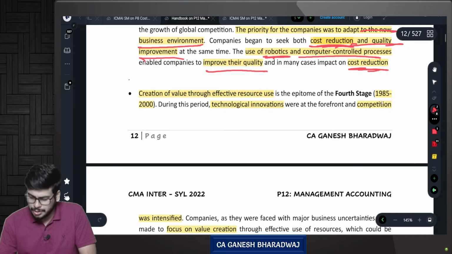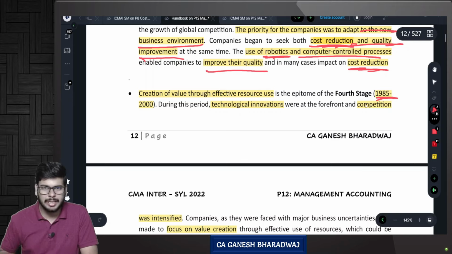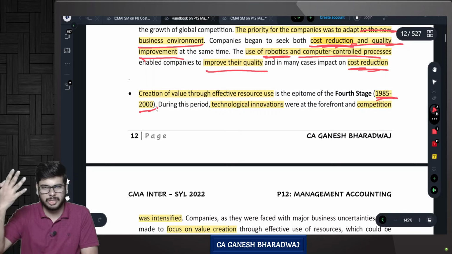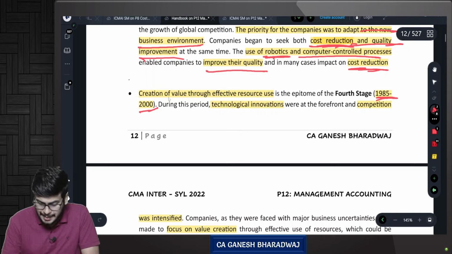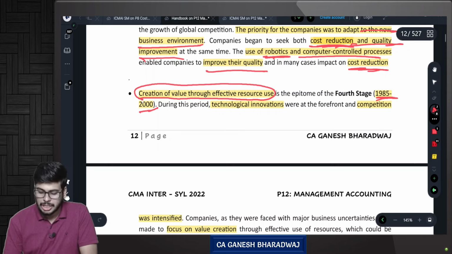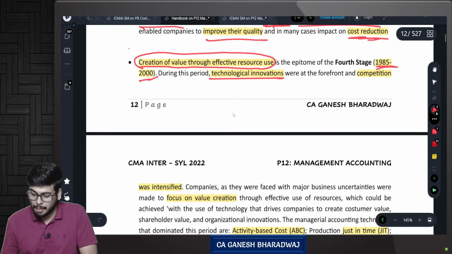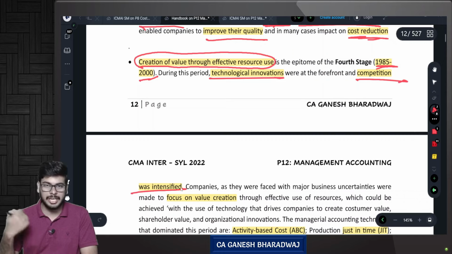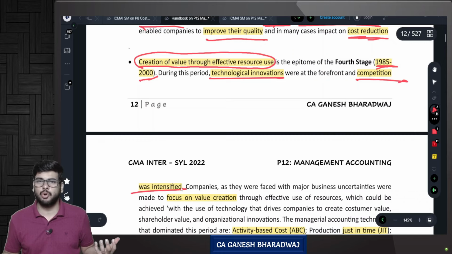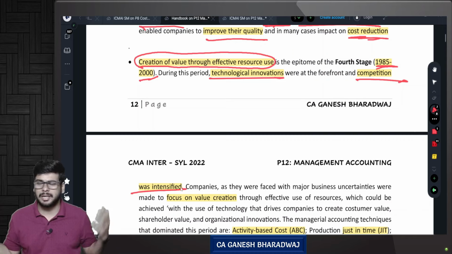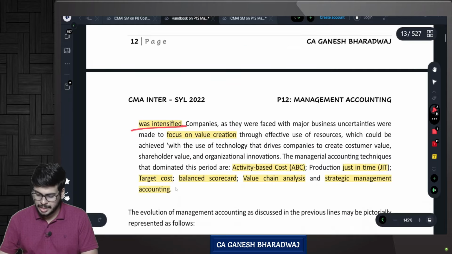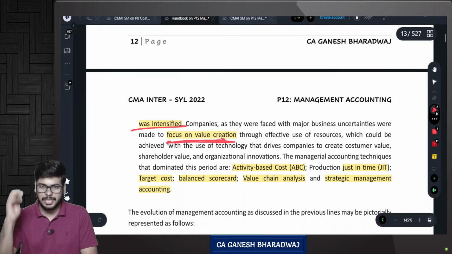Now in the fourth stage, that is 1985 till date, they have mentioned here 2000, but on the top they have mentioned till date, actually it's till date only. The focus was creation of value through effective resource use. During this period, technological innovations were at the forefront and competition intensified. You know that technology has advanced, and because of privatization and globalization, left, right and center, people have their own startup ideas. So competition was also intensified. Here the focus is on value creation. That's the order of the day.